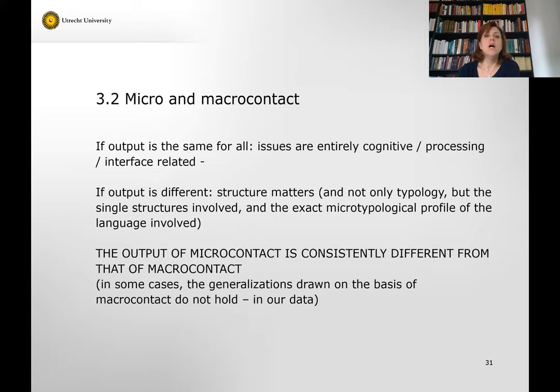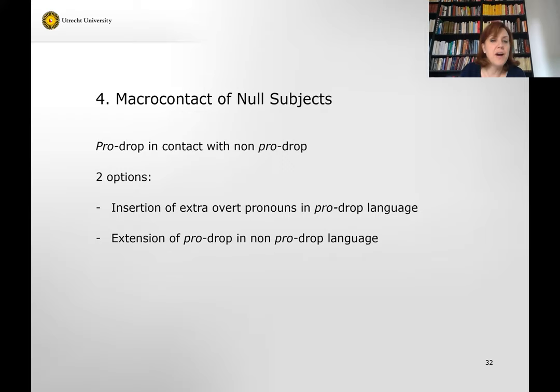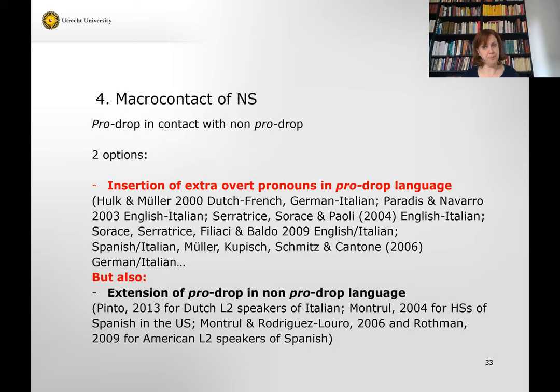Now, okay, this is not so important. What we found? We found that, well, if pro-dropping contact, you have two options. One is that you insert extra overt pronouns where monolingual speakers wouldn't. And one is that you extend the pro-drop to the language, if your language is, for instance, non-pro-drop. Well, they have both been documented. There has been documentation both of omission of pro-drop, but that's not very, insertion of an overt pronoun, and that is an overt subject, and that is the most commonly found strategy.